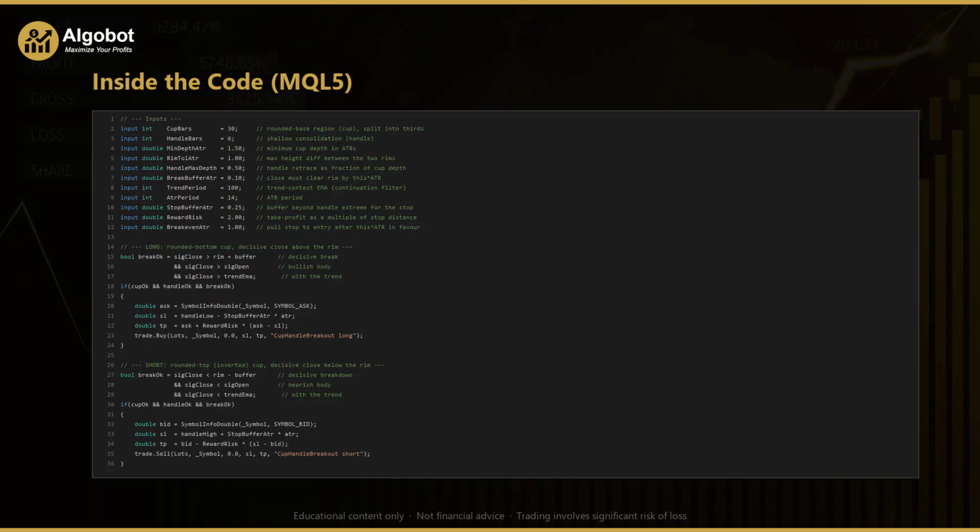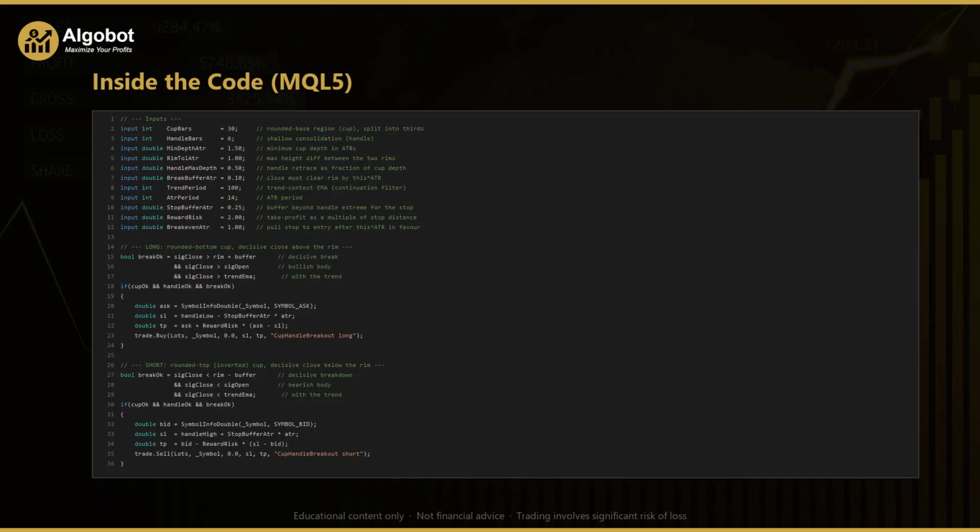Trend period sets the trend EMA, and reward risk sets the target as a multiple of the stop. Now the long block. The condition named break OK requires three things together. The signal close must be greater than the rim plus the buffer. The close must be greater than the open for a bullish body, and the close must be above the trend EMA.